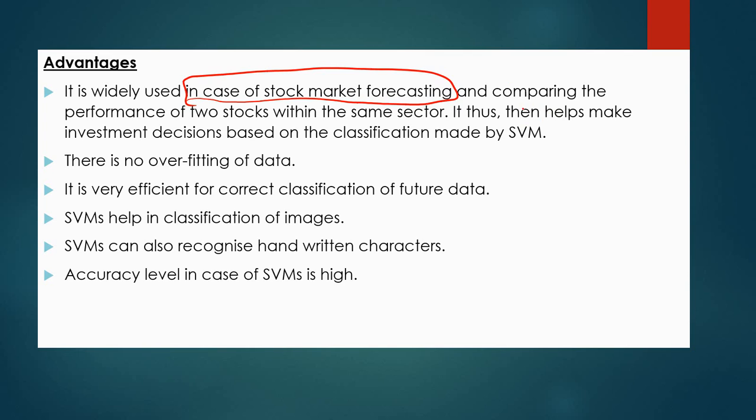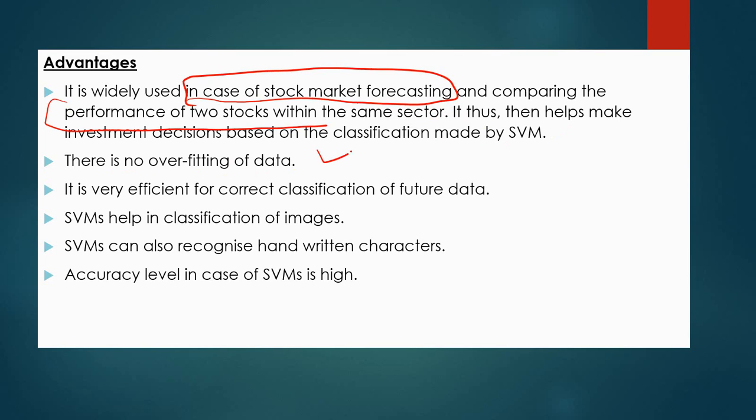Since it's a classification, it's not used for price forecasting, but rather for comparing the performance of two stocks. It's more of a classification, not of a regression type. So it's not used for price forecasting in the stock market, rather it's used for comparing the performance of two stocks of the same sector.